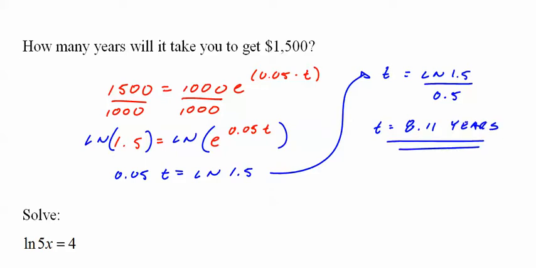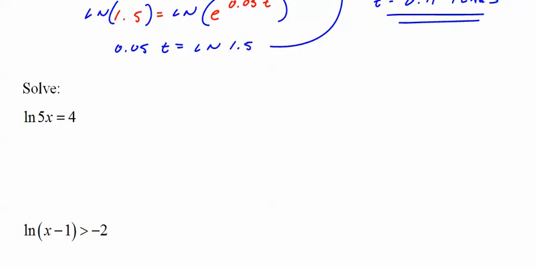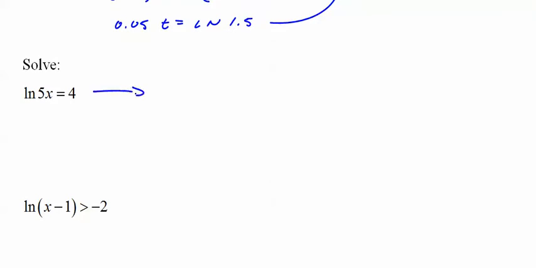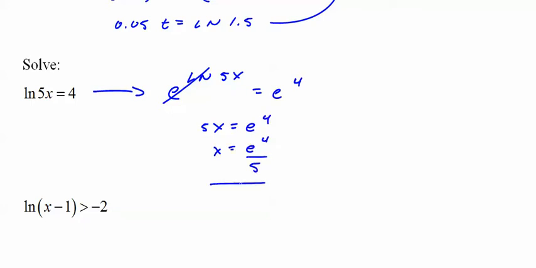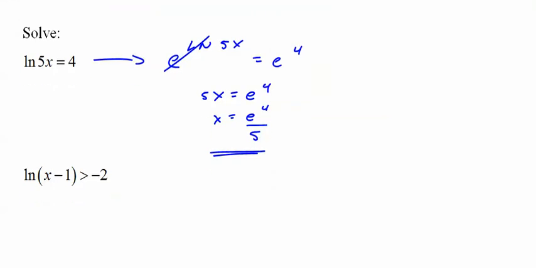So I'll give you lots of application problems, stuff like this. At the same time, I want you guys to know how to solve these. So with a natural log, you've got to get rid of it. Take it to the e power. They cancel. We get 5x equals e to the fourth. x equals e to the fourth over 5. You can blast it out in your calculator if you want. I'm going to leave my answer like that.